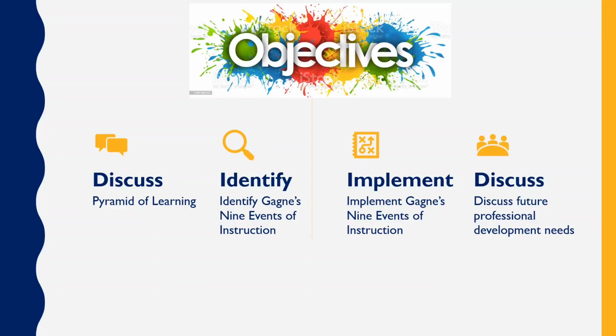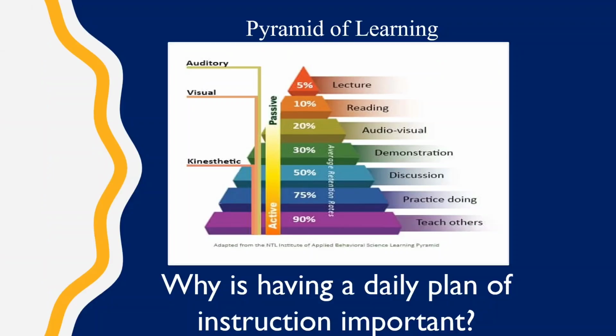Our objectives for today are to discuss the pyramid of learning, identify Gagne's 9 events of instruction, implement Gagne's 9 events of instruction, and discuss future professional development needs.